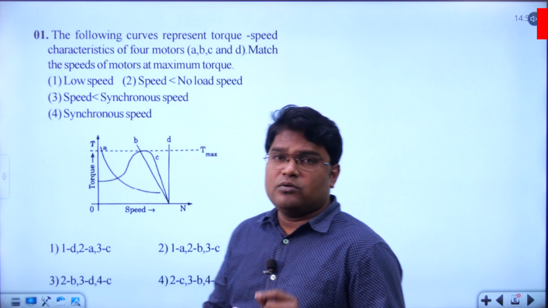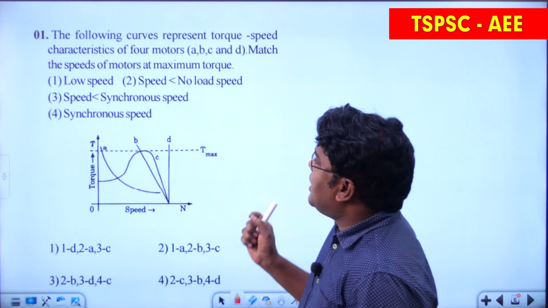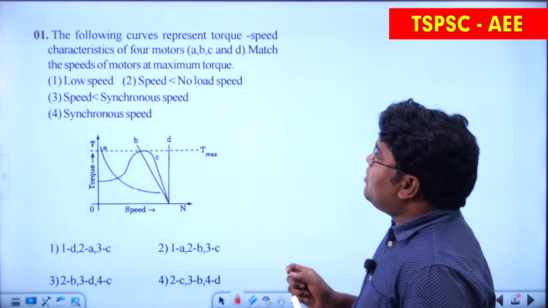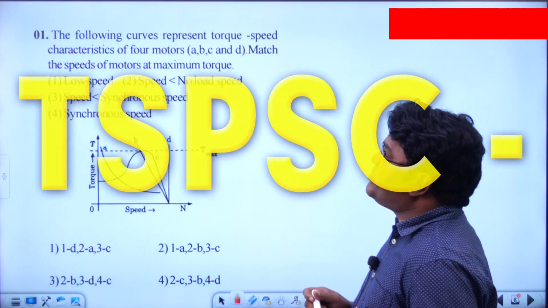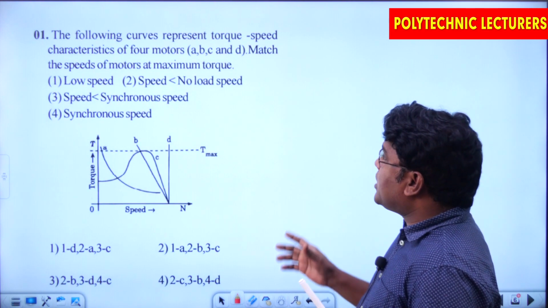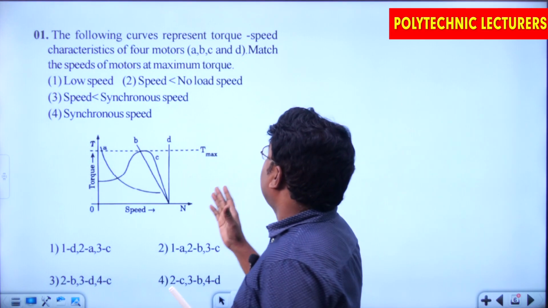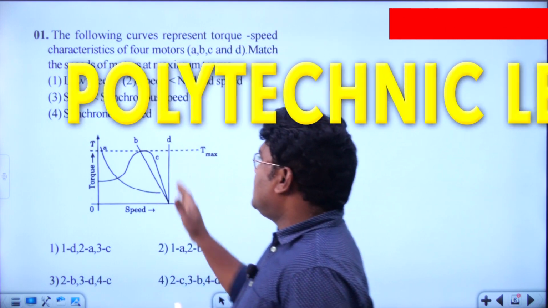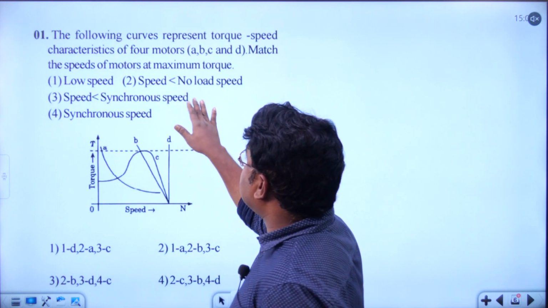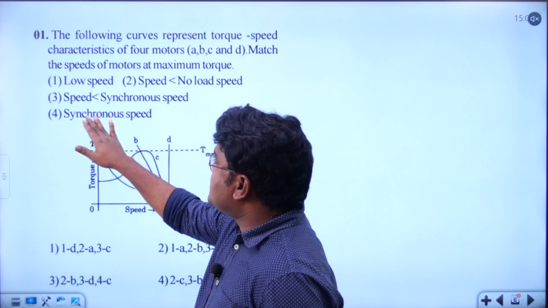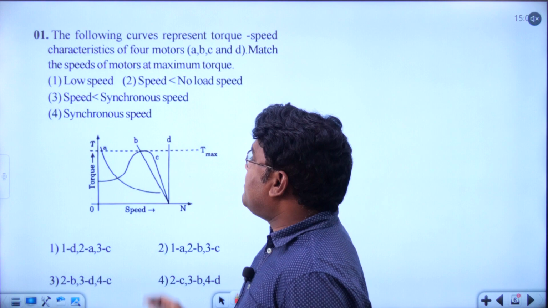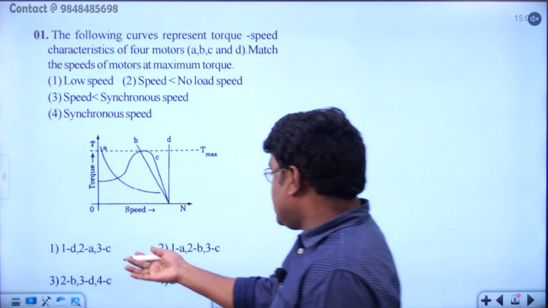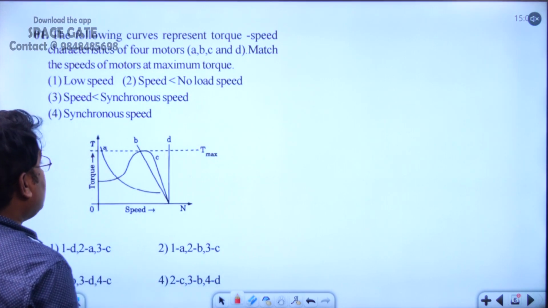Let us solve another question. This question belongs to the concept of induction machines. The question is: the following curves represent the torque-speed characteristics of the four motors A, B, C and D. Match the speed of the motor at maximum torque, the low speed, the speed less than the no load speed, the speed less than the synchronous speed, and the synchronous speed of the motors. There are some options given for the match-the-following question.